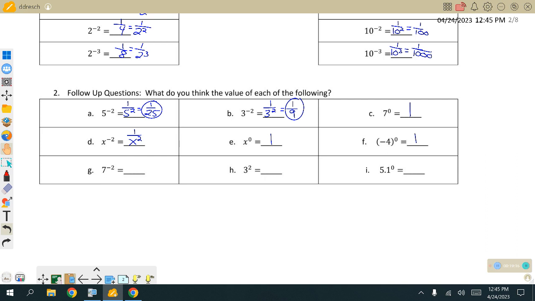7 to the negative 2. 1 over 49. 1 over 7 squared. Look at your table. I will take either of those answers. Either answer is correct. Okay? I'll take either answer.